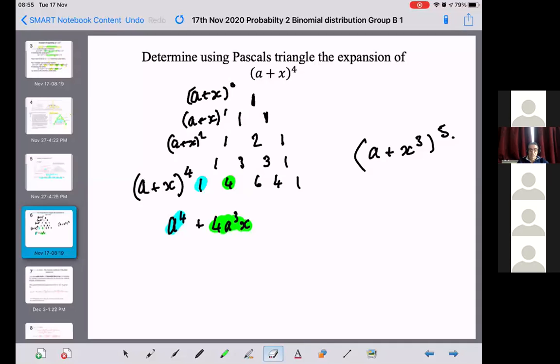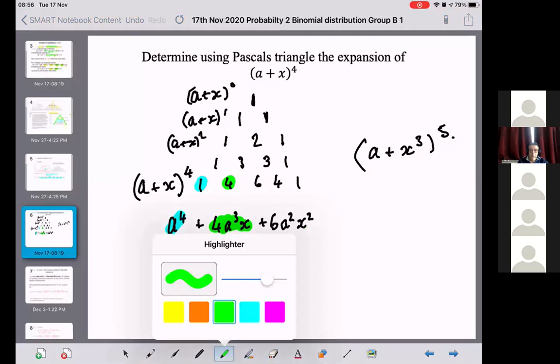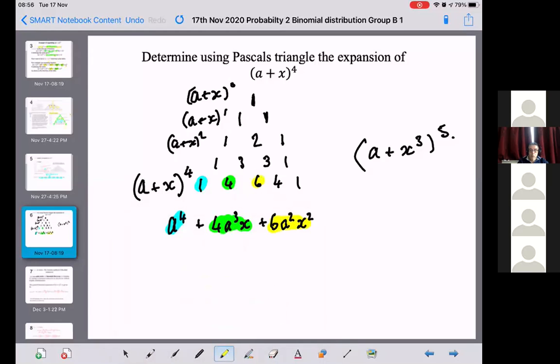Right, who's got the next term for me? 6a squared x squared. Yeah, a 6. Take the 1 off the index of a, add 1 to the index of x. Yeah. So that comes from there, that's 6. Yeah.